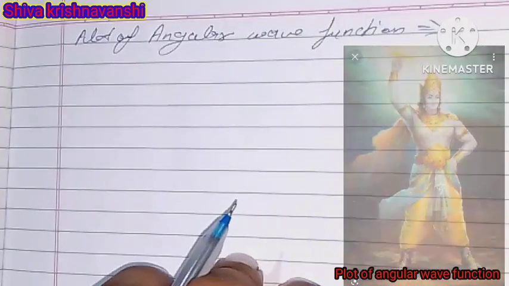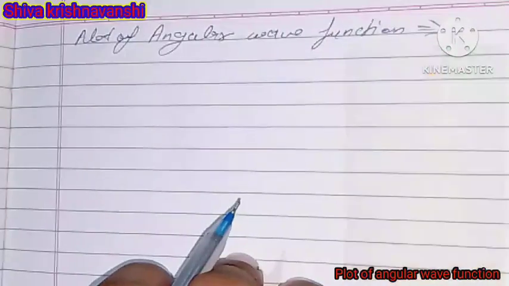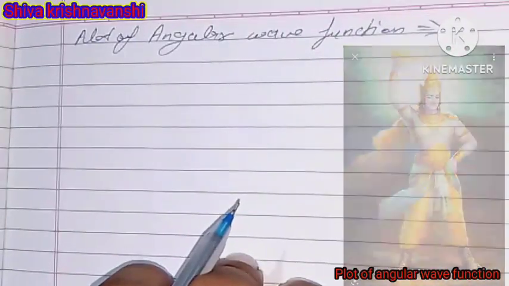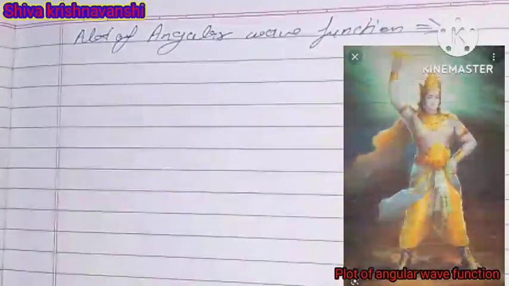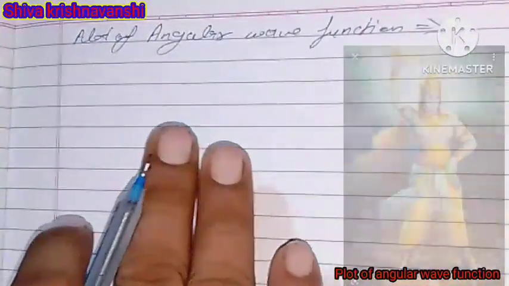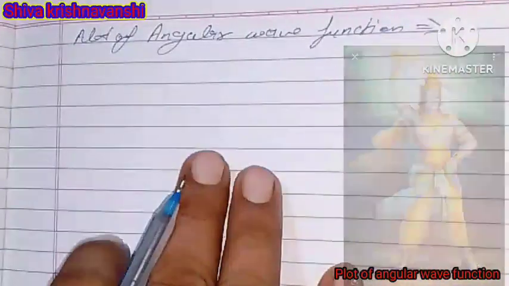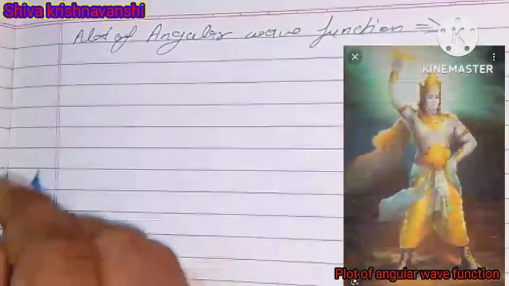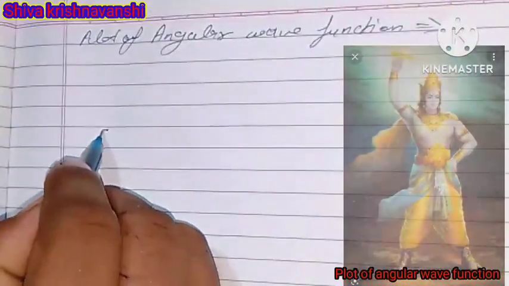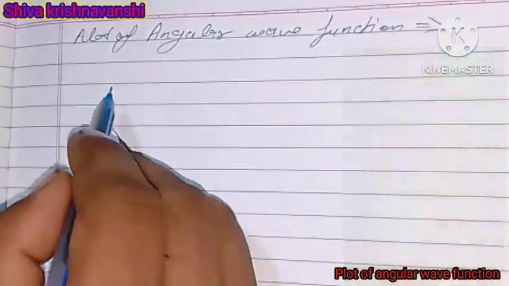The wave function psi of s orbital does not change with angles because these are non-directional, and all s orbitals are spherical. Hence all s orbitals are spherical.